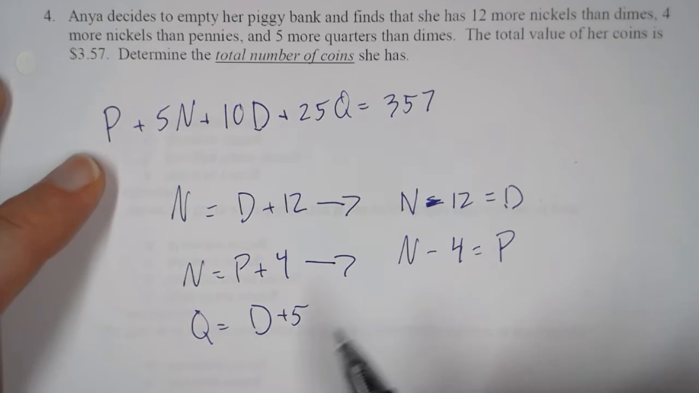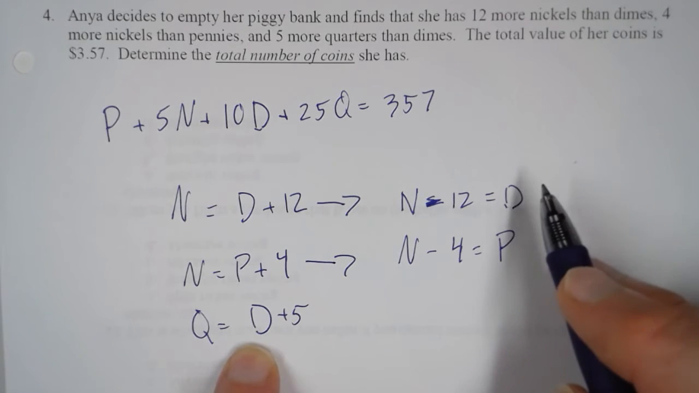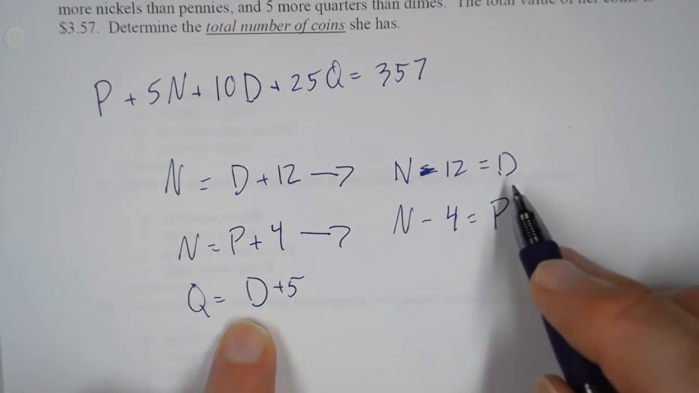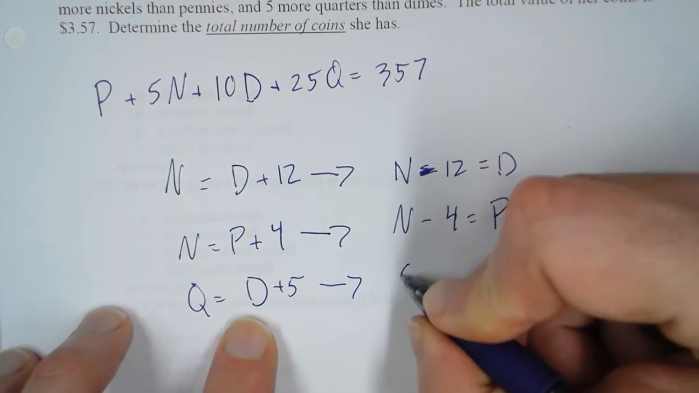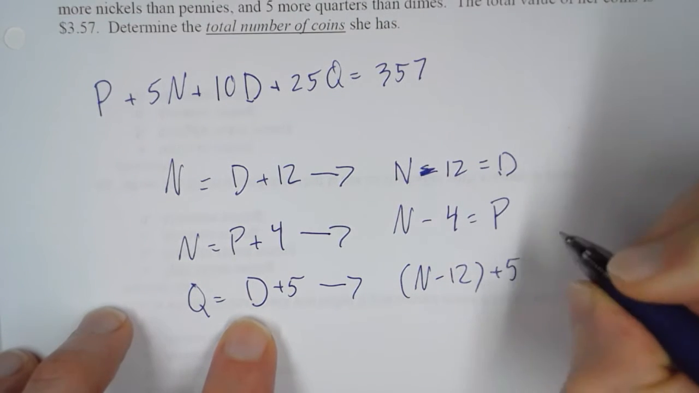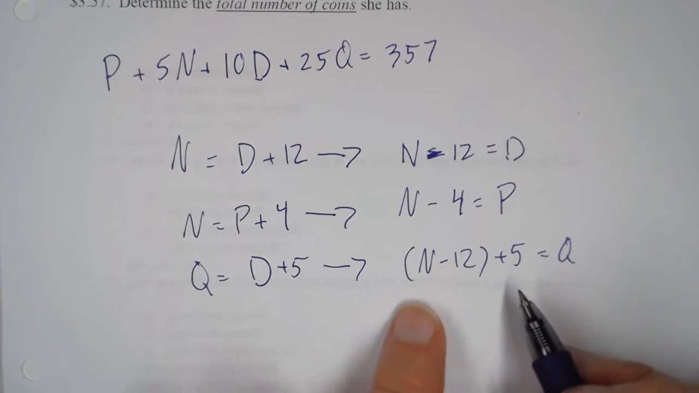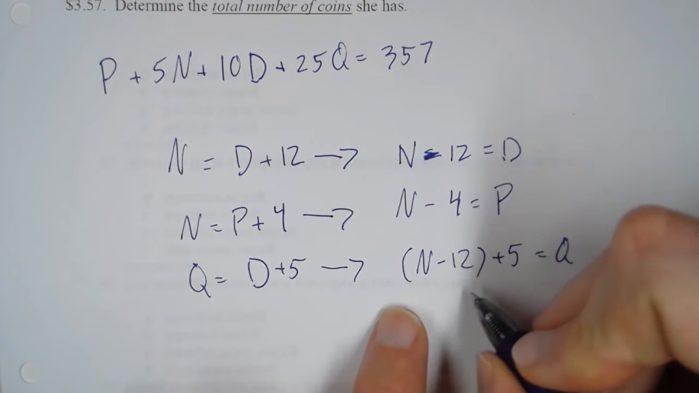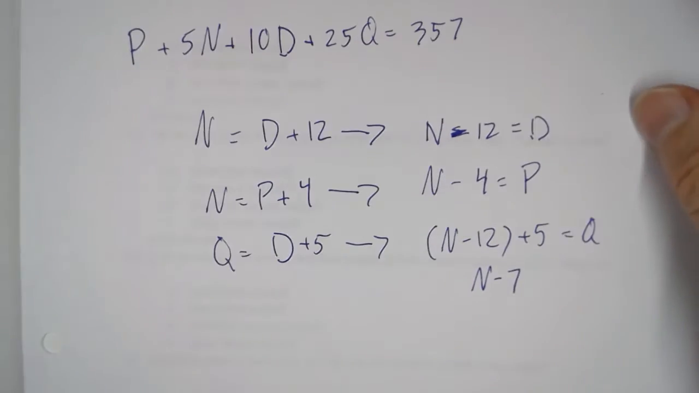Now, quarters is a little bit tougher because it has dimes, but we can use this up here. We already said we can substitute n minus 12 in for dimes. So that means we have n minus 12 plus 5. This equals quarters. Now we can simplify this. n minus 12 plus 5 is really n minus 7.